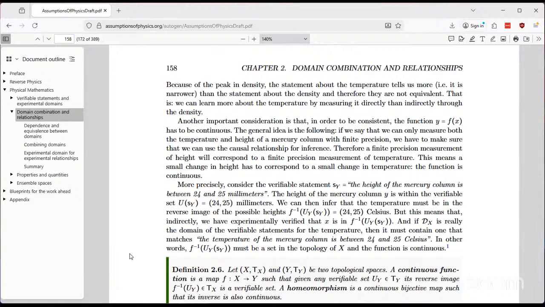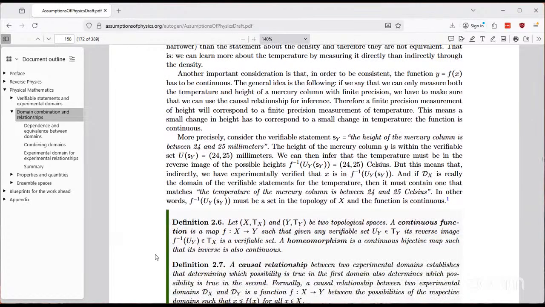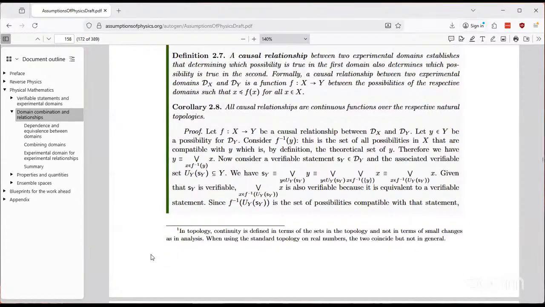And if DX is really the domain of the verifiable statements for the temperature, then it must contain one that matches "the temperature of the mercury column is between 24 and 25 Celsius." In other words, this inverse image must be a set in the topology, and the function is therefore continuous. Here's a footnote. In topology, continuity is defined in terms of the sets in the topology and not in terms of small changes as in analysis. When using the standard topology on real numbers, the two coincide, but not in general.